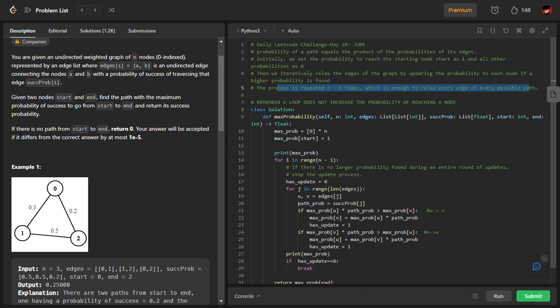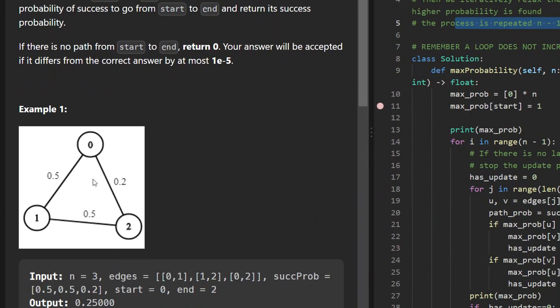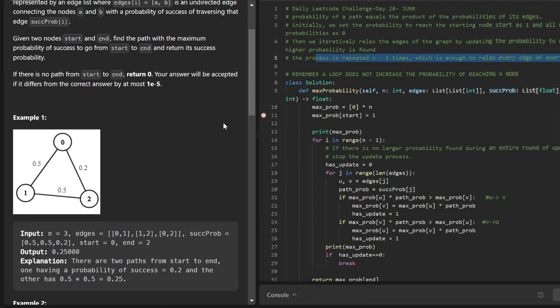Try to understand, in the question it's given that there are n nodes. Whenever we have n nodes, the minimum possible number of edges needed to connect all the nodes is going to be n minus one. Please try to understand how. For example, in this case there are three nodes, right? The minimum number of edges required to connect all the nodes, for example 0 to 1 and 1 to 2, these are enough to connect them, right? So basically it is going to be n minus 1. So for n nodes, we require n minus 1 edges to connect them.